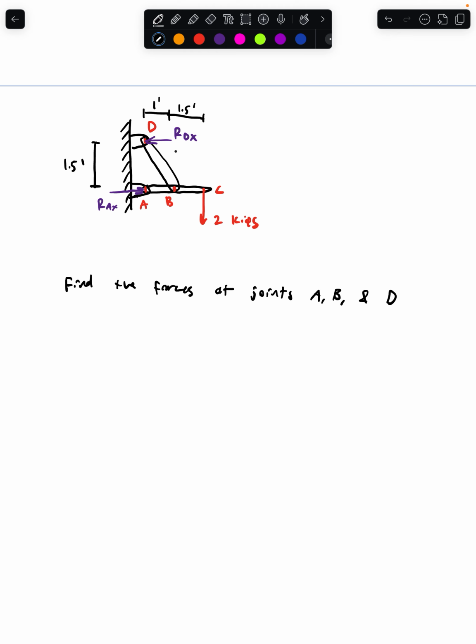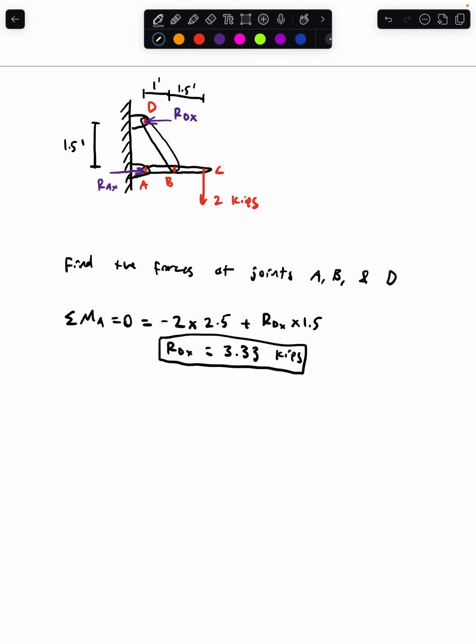So let's go ahead and solve for this RDx. So we have the sum of the moments about A equals 0. And so in the clockwise direction, we have 2 kips. That's negative 2 times how far away? It's 2.5 feet. And then in the positive direction, we're going to have RDx, and that's 1.5 feet away. So RDx is going to be 3.33 repeating. That's in kips. All right, so there's one of our answers.